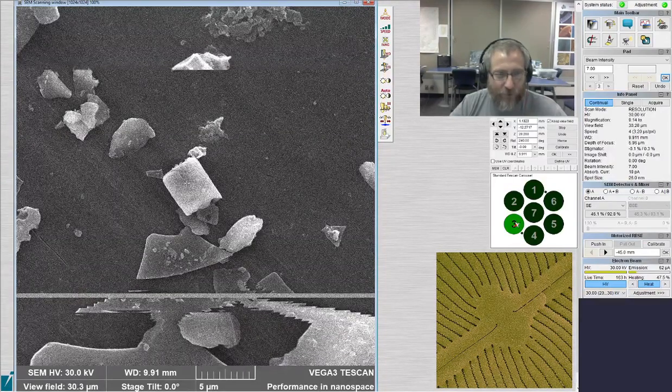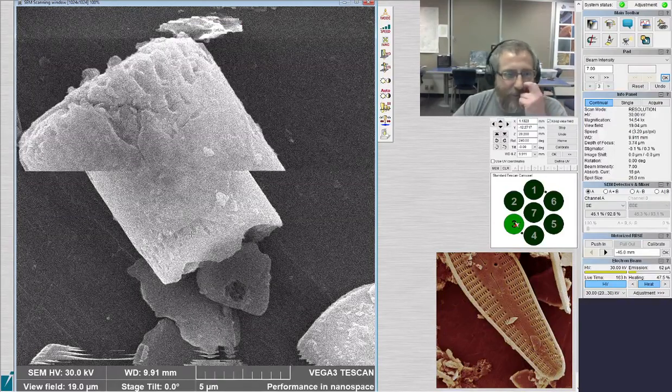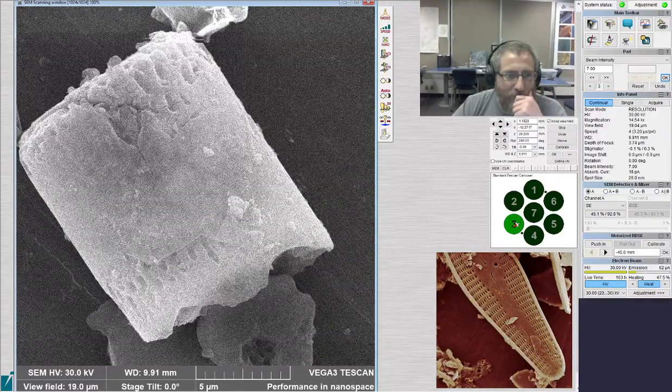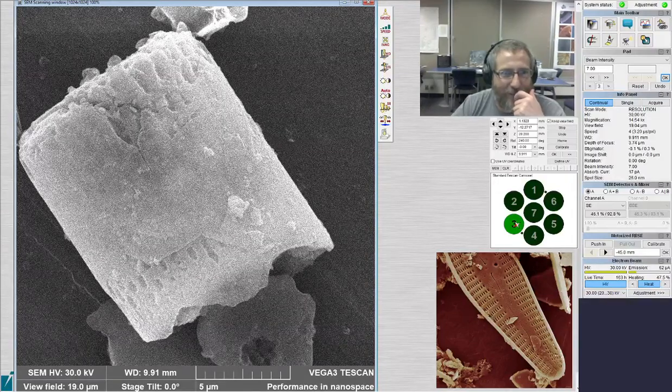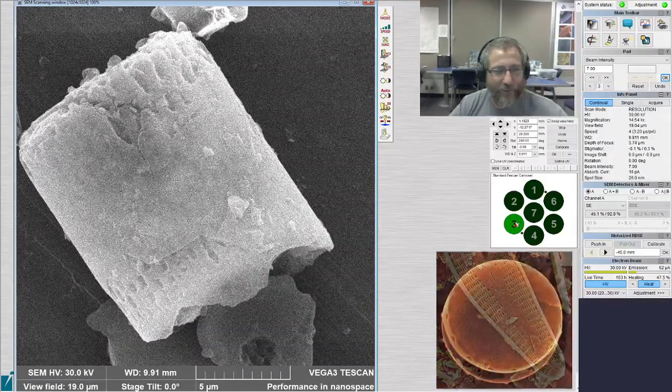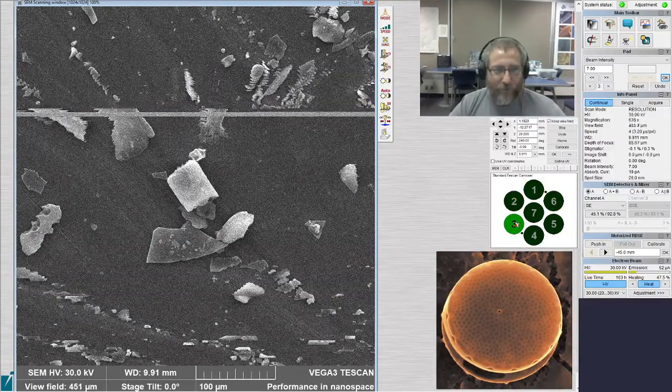This one's also pretty broken up. Oh, this is actually kind of interesting because the mantles, the girdle bands are still attached on the mantle, so the underlying diatom actually looks okay, but the girdle band's making it look like trash. So we'll find better stuff.